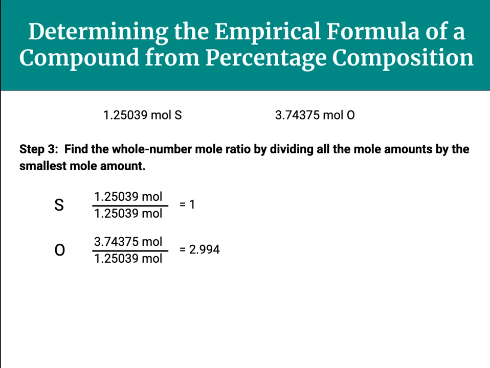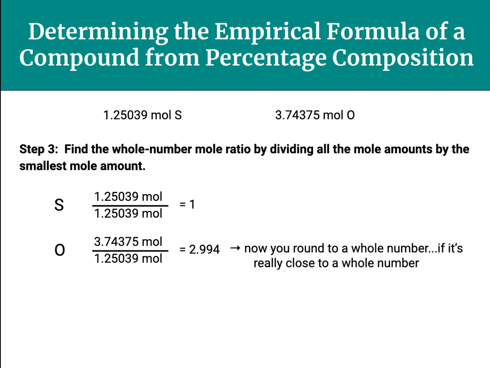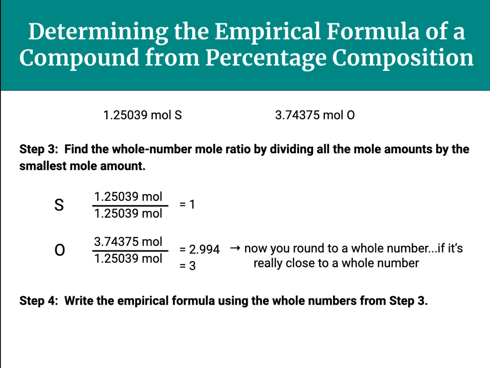What this tells us is that for every 1 sulfur, there are 2.994 oxygens. At this point, you can round, and you want to round to a whole number, but only if it's really close to that whole number. If you get something like 2.8, that's not close enough. It's got to be close, and 2.994 is close. So we round that up to 3. That says that for every 1 sulfur, there are 3 oxygens. So we can now write the empirical formula as SO3.